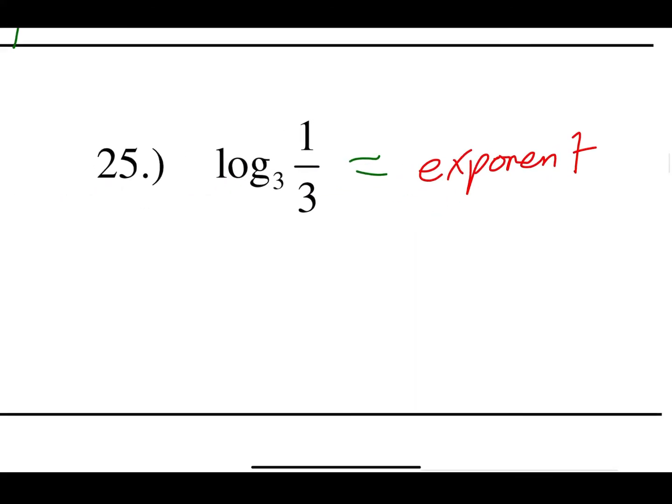So 3 to the 1/3. It's the same number. Base became the same number. I just need to flip it. So the answer, the exponent that makes this true, is negative 1. 3 to the negative 1 makes 1/3. So the answer is negative 1.